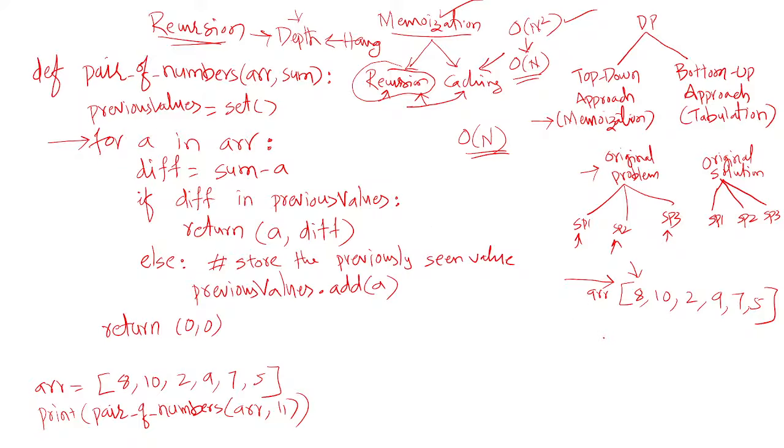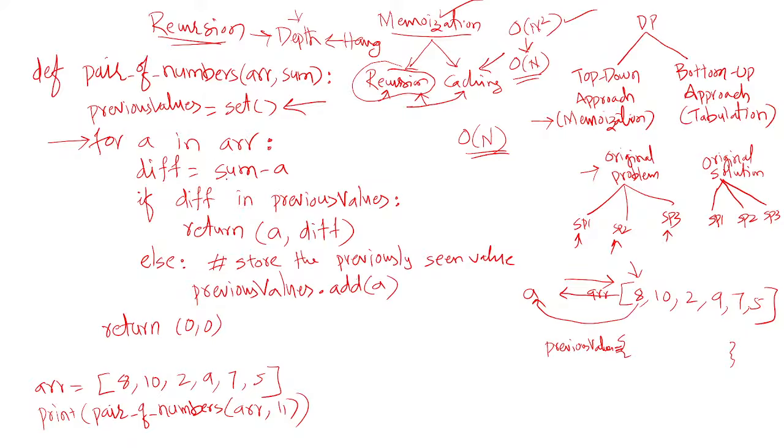We'll have a set here, an empty set, previous_values. Assume that I have created an empty set previous_values. When this statement is executed, this is what happens: it creates an empty set like this. Then for a in array, now I'm running a for loop on this array. a gets the values one by one. So first a gets the value 8 here.